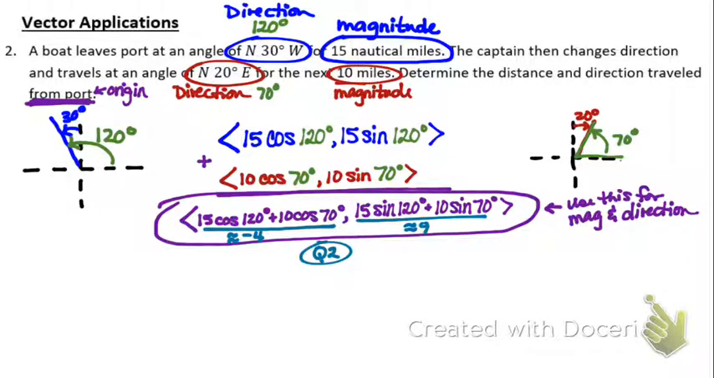For the direction, will I need to add 180? Yes. Why don't we go ahead and find the direction part first, and then we'll find our magnitude. What operation do I need to use to find direction? Inverse tangent. So theta is equal to inverse tangent. I put the entire y part in the numerator and the entire x part in the denominator.